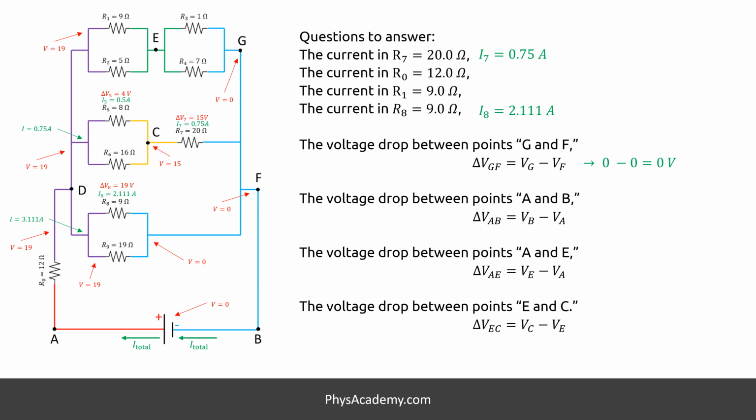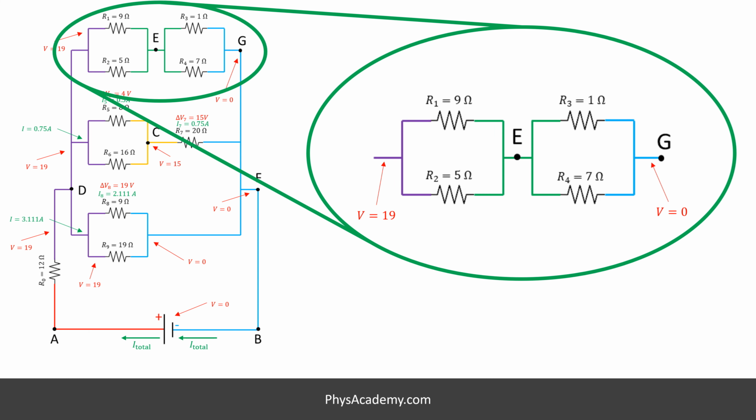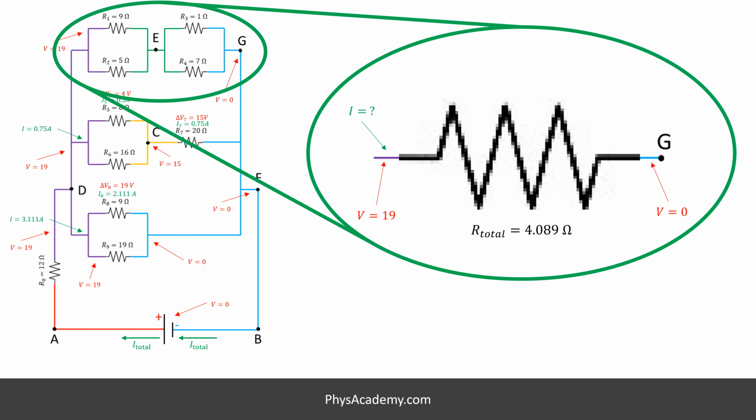Next we will focus on finding the current of R1 and the voltage of the green zone, or point E. Now let's only focus on the top branch. To calculate the current in R1, first, we need to find the total current of this branch. We know the whole branch is between 19 volts of voltage drop. Using 2 parallel and then 1 series resistors equations, we know the whole resistance of the top branch is 4.089 ohms. Using Ohm's law, the total current of this branch is 19 divided by 4.089, which is 4.65 amps.